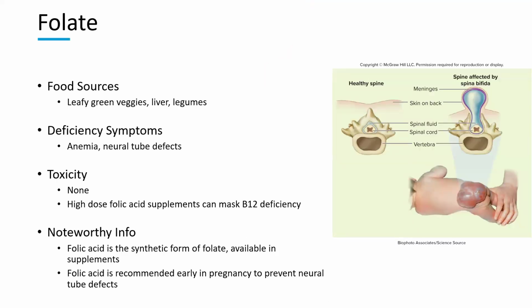Folate is a substance that is found in leafy green vegetables, but also liver and legumes. And deficiency can lead to anemia and even neural tube defects during pregnancy. And while there's no known toxicity from food sources, high doses of folic acid supplements can sometimes mask a vitamin B12 deficiency. So it's important not to, again, overdo it on the vitamin B12.